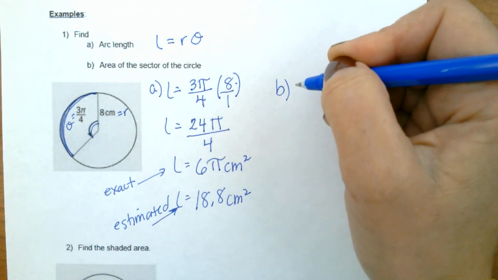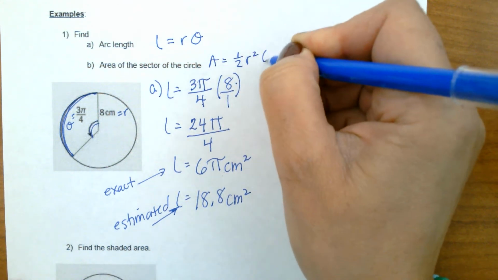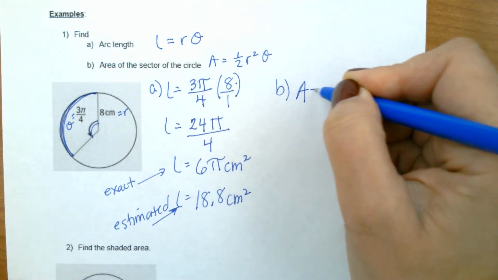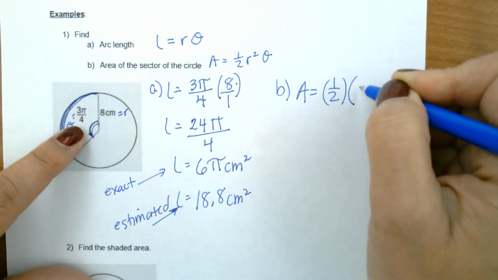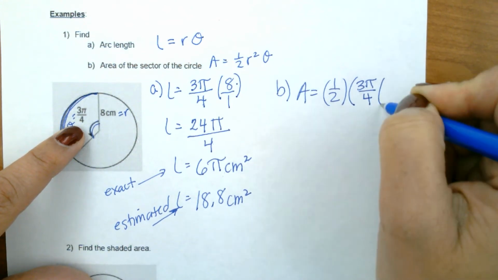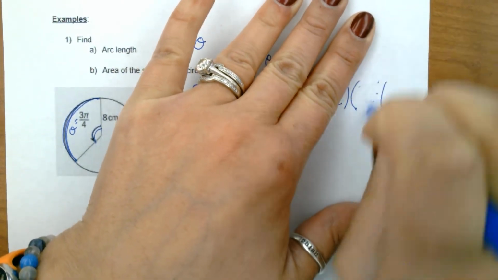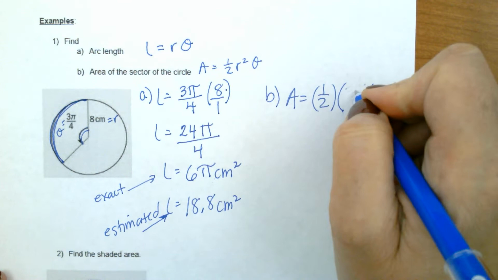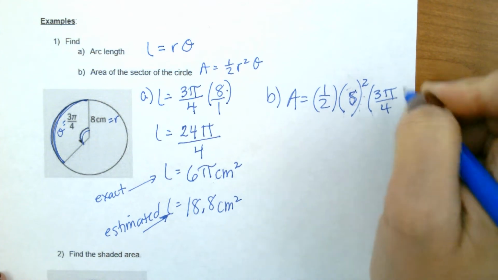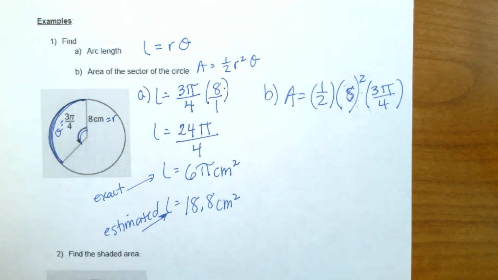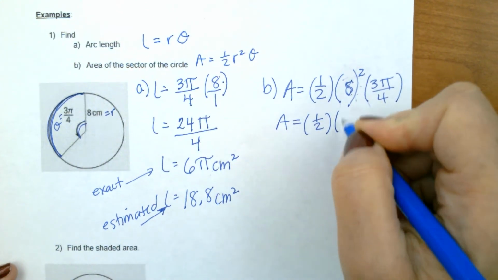Okay, for part B, we need the area of the sector of a circle. So that's going to be area equals 1/2 radius squared times theta. So area equals 1/2, in parentheses, times our radius, which is 3 pi over 4. Nope, that's 8 meters. Sorry for the erasing. I was going to try to cut back on erasing. The radius is 8, squared, times 3 pi over 4. Lots to do here. I am going to do this out by hand. First, the exponent: 8 squared is 64.